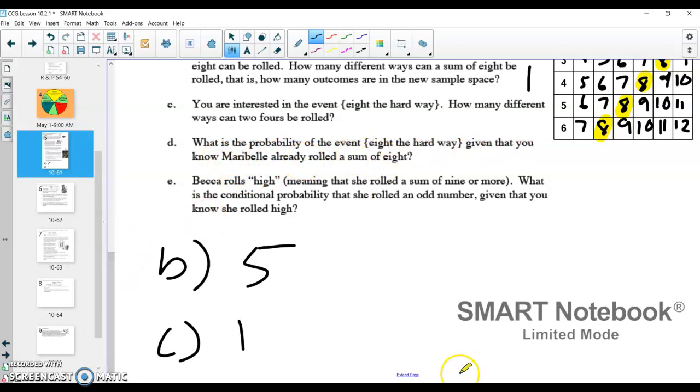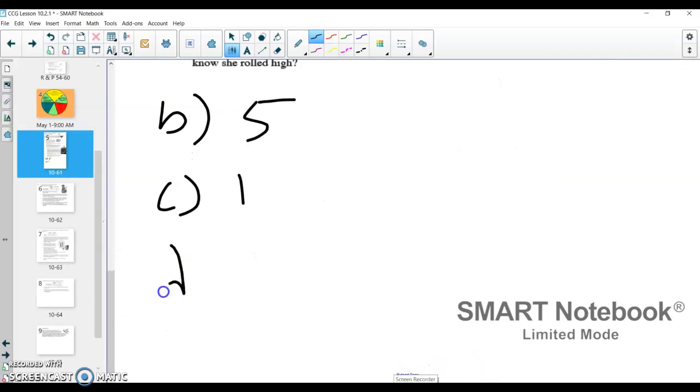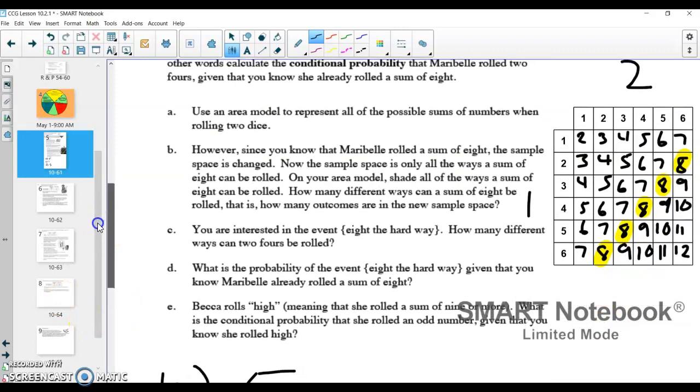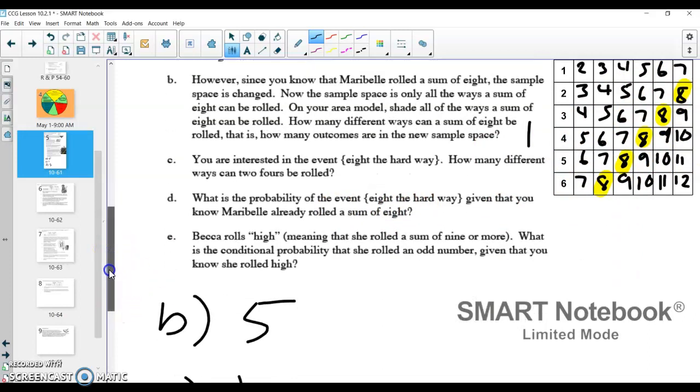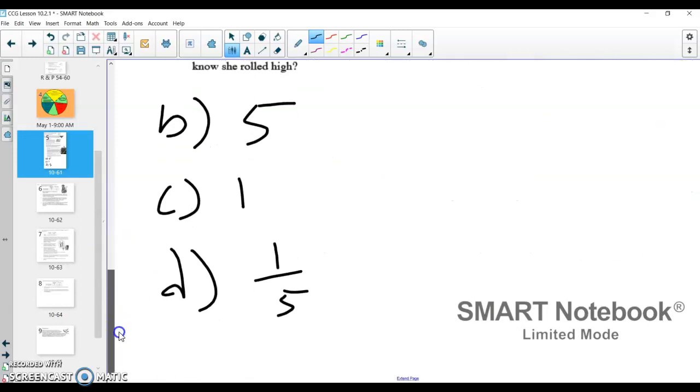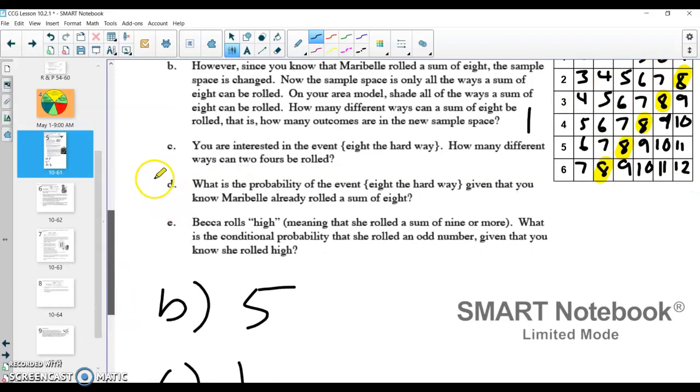Well, there is a 1 in 5 chance that she rolled 8 the hard way, because we know she rolled an 8, and 1 in 5 of these 8s is a 4 and a 4. And so we say that to get 8 the hard way, knowing what we know, she has a 1 in 5 chance that she actually rolled it. And so that's the part D right there, and we'll go to part E.